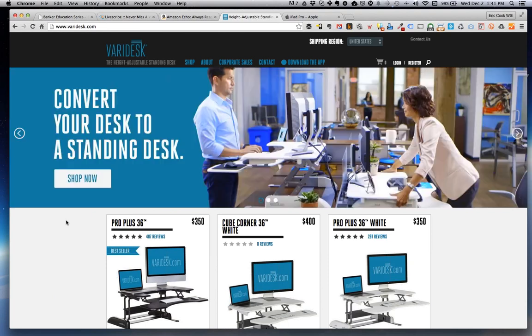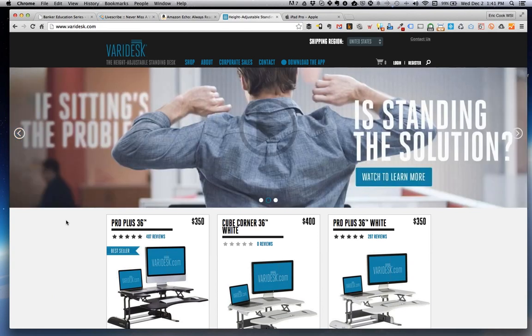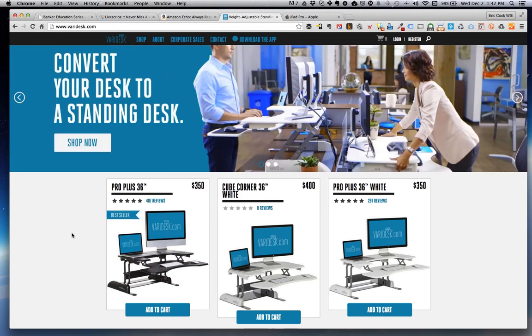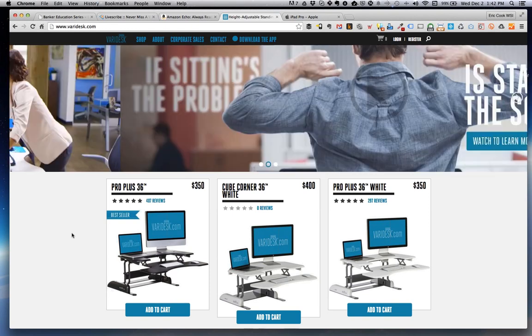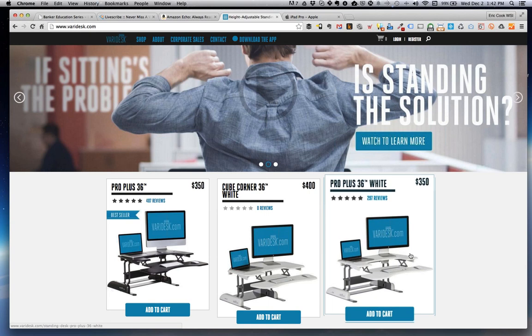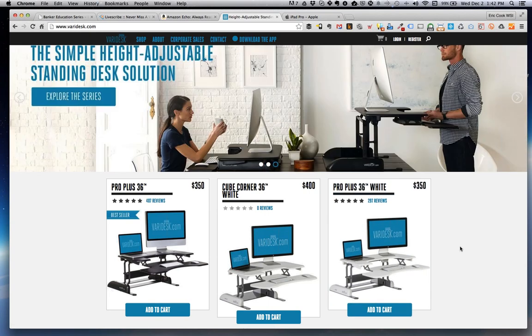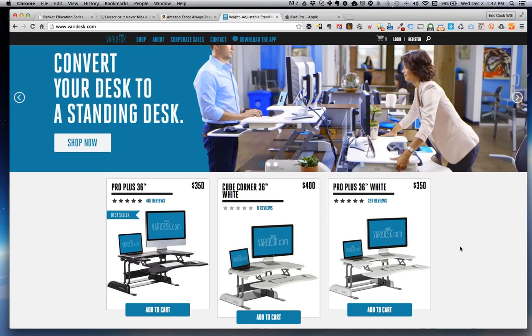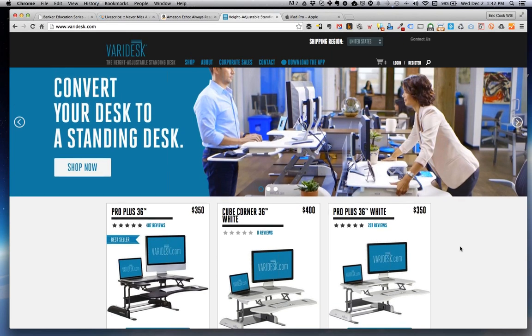One thing I know for sure is going to make its way into my office in 2016 is one of these Veridesks. And they've even got an app now that you can install that will remind you to stand up. So put it on your phone, put it on your computer, put it on your Apple Watch if you've got one of those. It's pretty bad that we've come to the point where we need an app to remind us to stand up and get off our butt, but I guess that's the way things are these days.